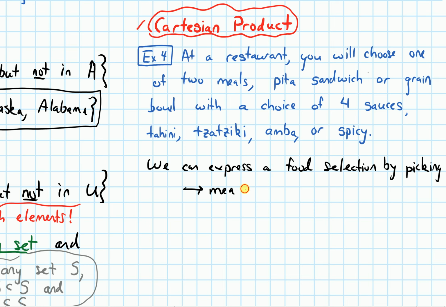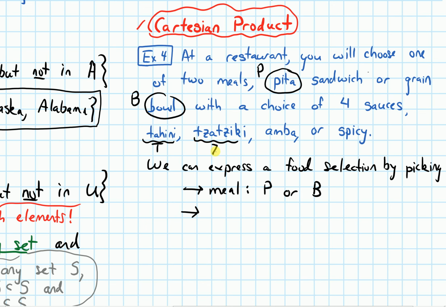a meal first. So for the meal, we can either choose a pita sandwich, let me denote that with a P, or a grain bowl, let me call that B. So P or B for the choice of meal. And then we choose one of these 4 sauces. So let me denote tahini with a T. Tzatziki, I need a different letter because I'm already calling tahini T. So maybe let me call this Z for the second letter in it. And then amba, let me call that A. And spicy, let's call that S. So we also choose a sauce. And for the sauce, we pick T, Z, A, or S.